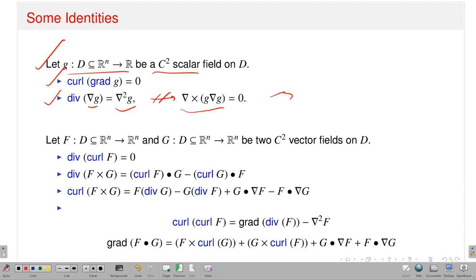So, there is a gap. So, you can bring it back to here actually. Okay. So, these are the properties. That means if I have a C2 scalar field, curl of gradient of G is 0. Now, you can calculate it.